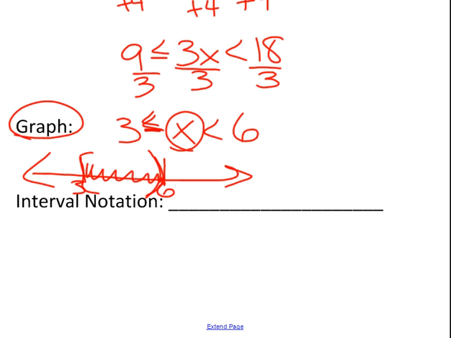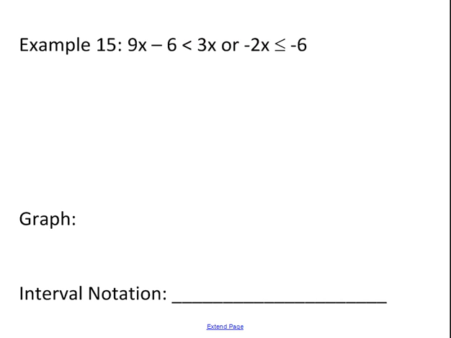Okay, the 3 is on the left, the 6 is on the right, the 3 had a bracket, and the 6 had the parentheses. Remember, the number on the left has to be smaller than the number on the right. Always, always, always. Number on the left has to be smaller than the number on the right.